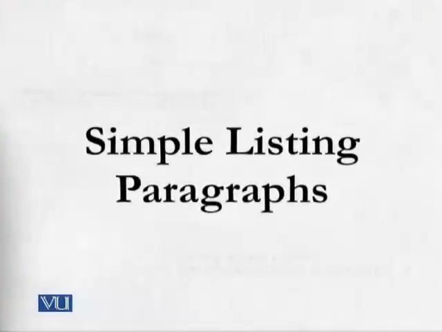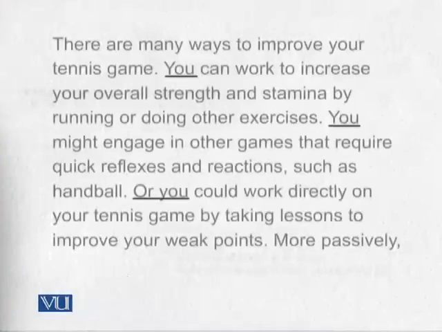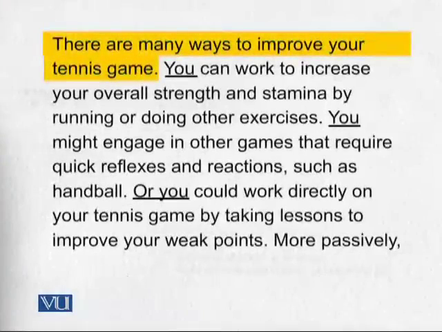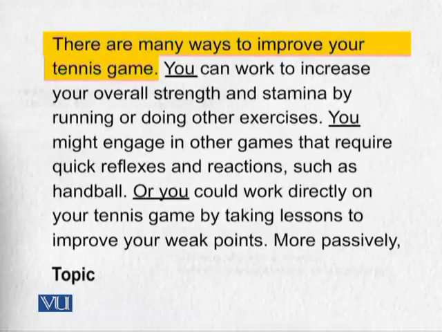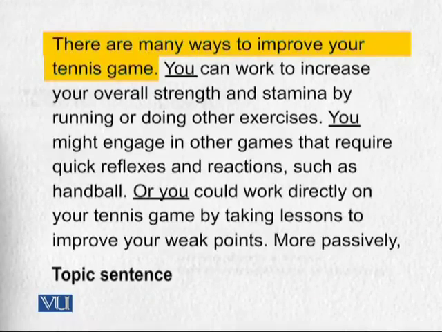Is it clear? So that's why we call it a simple listing paragraph. Let me give you one more example. On the screen: there are many ways to improve your tennis game. Now, the question to you is, in the topic sentence, now you know what a topic sentence is: there are many ways to improve your tennis game. As you know now that this sentence is the topic sentence, what will come next in the paragraph?